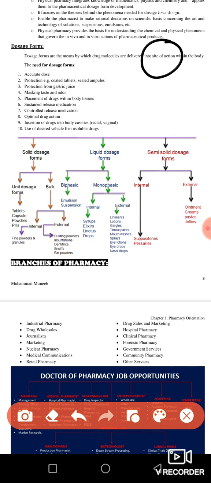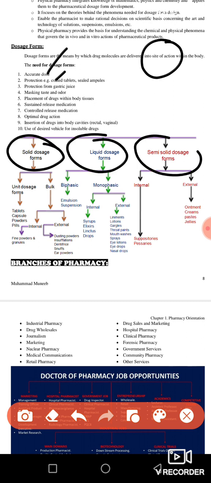So what is the need for a dosage form? You should have an accurate dose. It should be protected by coating and sealing, and protected from gastric juice. It should allow placement of the drug within body tissue, controlled release of the medication, and optimal drug action. It also allows insertion of the drug directly into a body cavity by injections, and several other things. Now what are the types of dosage form? We have solid dosage forms, liquid dosage forms, and semi-solid.